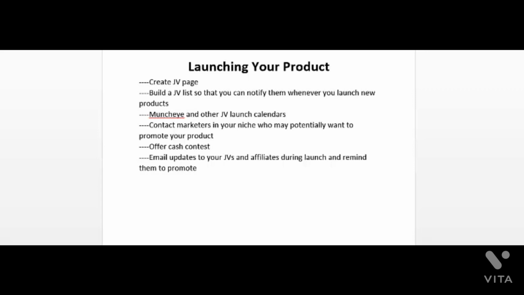Now, on your JV page, you also want to have an opt-in form because you want to build a list of JVs and affiliates, so that in the future, when you have other product launches, you can easily notify them. They don't have to go out looking for you. You can just notify them of your upcoming product launch. You also want to contact other marketers in your niche who may potentially want to promote your product.